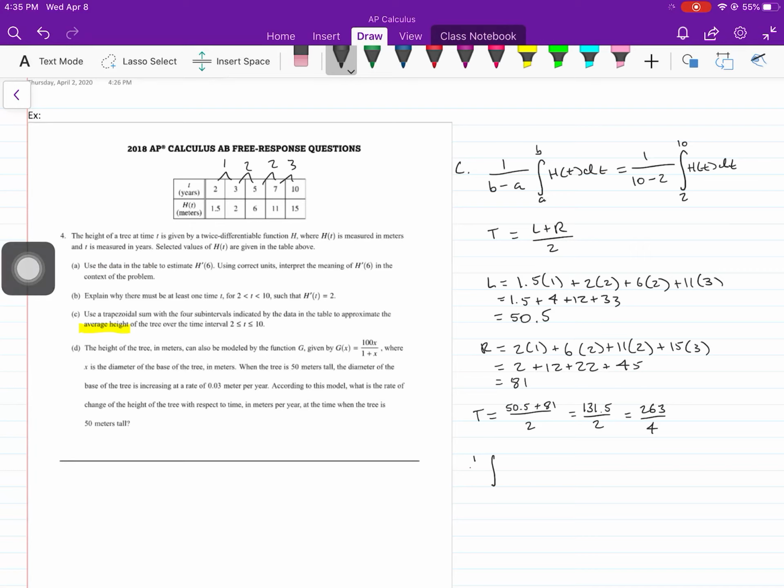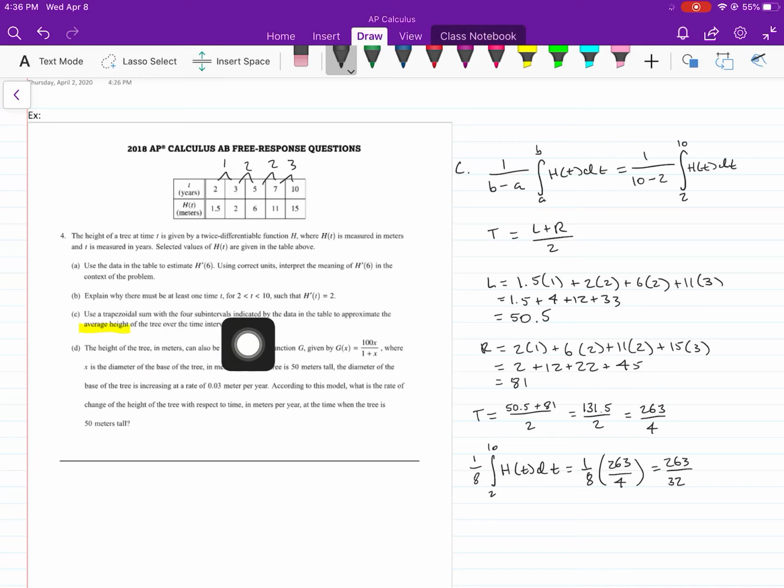So the integral, or 1 over 8, really, of the integral from 2 to 10 of our function h of t dt is going to be 1 over 8 times 263 over 4, which equals 263 over 32. And there's no way to simplify that. You can already see this is not an even number, so 4, made up only of 2s, is not going to go into the odd number. And so the average height of the tree, and make sure that we answer this all the way. It's not asking for units or anything like that.